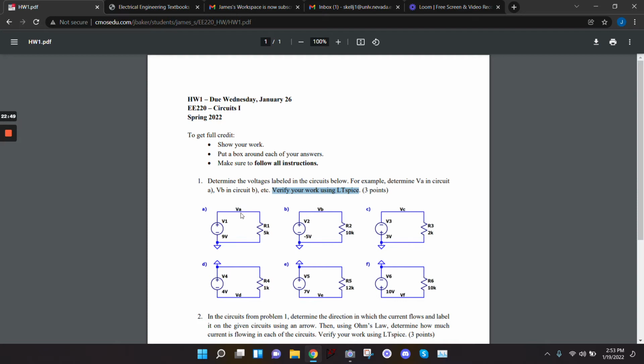And then that's great, but just to make sure that you're right, I want you to take this circuit, build it in LTspice, and then simulate it and make sure that that's right. And then you're going to have your work by hand with your LTspice simulation on the same page, showing like, I did this and I verified that it's correct. So that's kind of how the class is going to work.